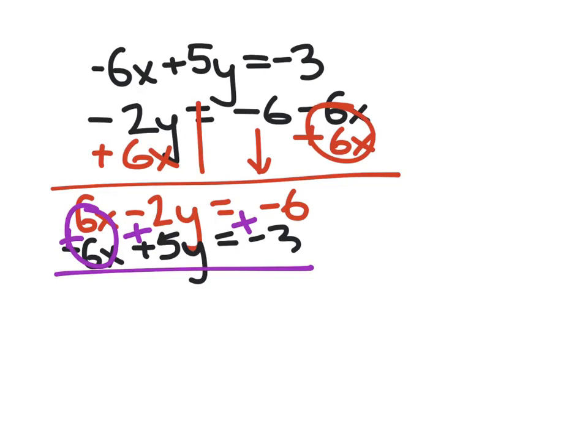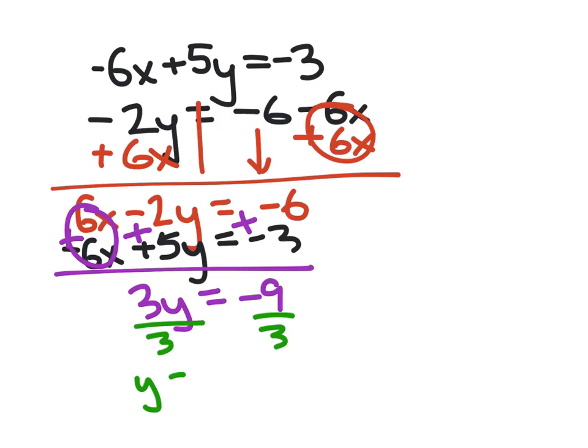So now I'm looking at the y's. I got negative 2y plus 5y, which would be 3y right there. And this equals negative 6 plus negative 3, which is negative 9. Yeah, it's going to turn out real good. Just divide both sides by 3, and we get y equals negative 3. Now, that's the y value, though.